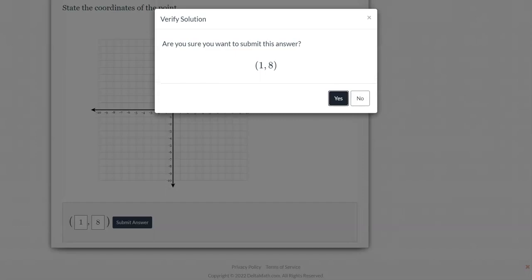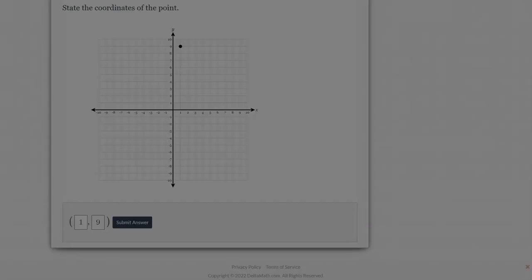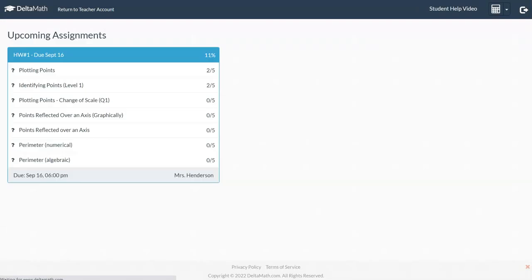Oops, I typed an 8 by accident. So I'm going to click no. I'm going to go back and fix that. There we go. Green check means I got it right. So as soon as you get to 5, you can stop.